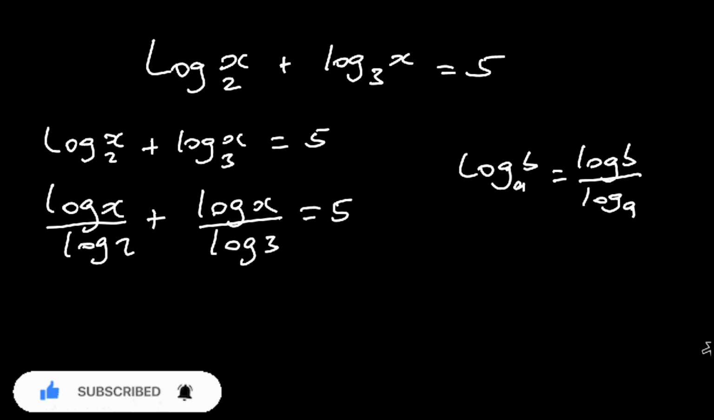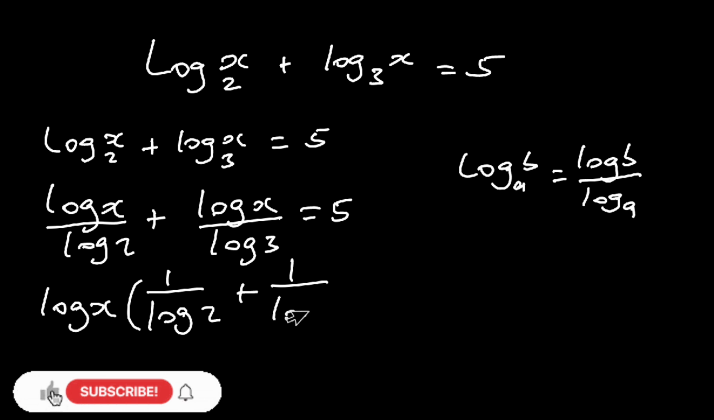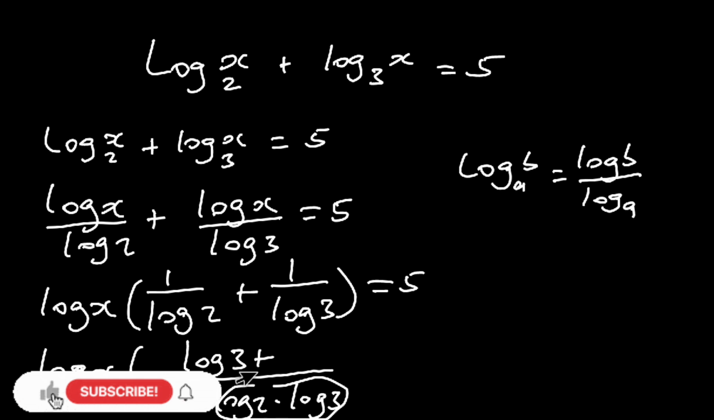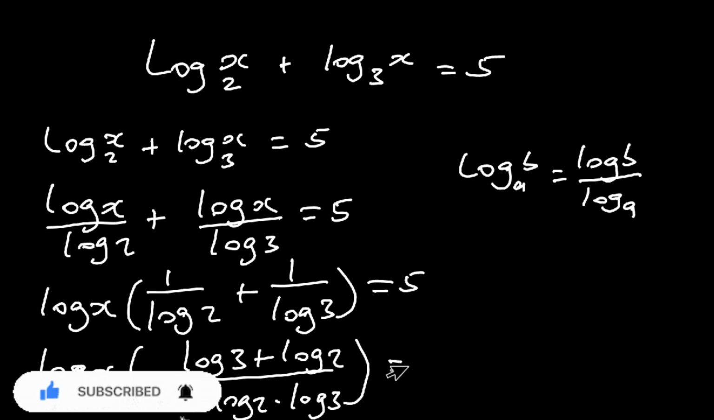equals 5. If you look at this, you see that we have log x here and log x here. So let's factor it out. We have log x. Now what will remain here is 1 over log 2 plus what will be left here is 1 over log 3. All of this will be equal to 5. Now the LCM of log 2 and log 3 is going to be log 2 multiplied by log 3. And then log 2 multiplied by log 3 divided by log 2 will be left with log 3. Then plus this divided by this is going to be left with log 2. Then this will be equal to 5.